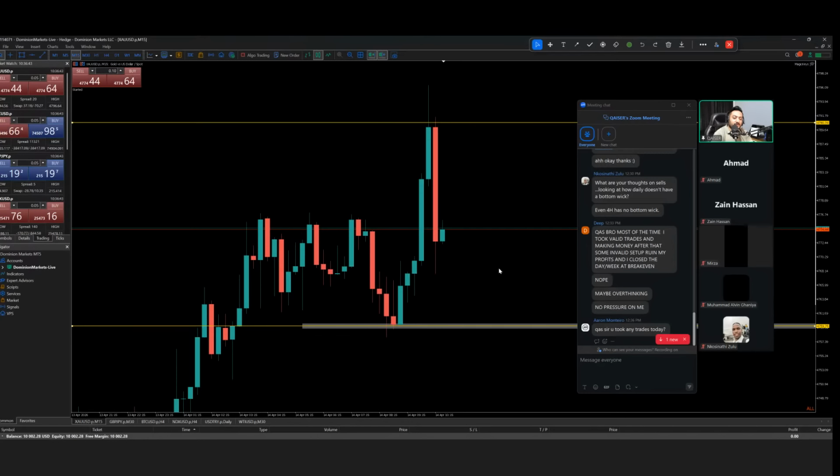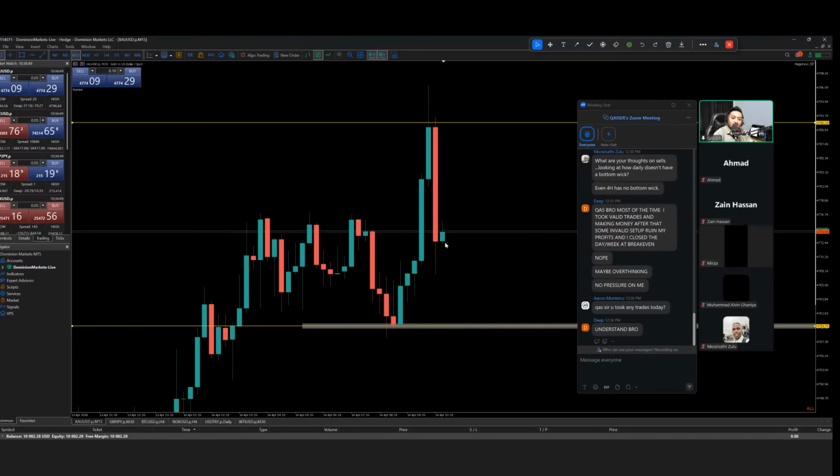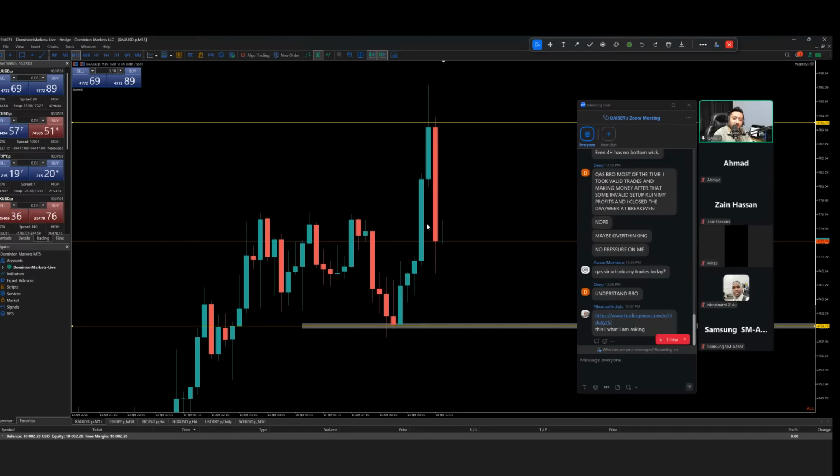You took any trades today? No, not yet. Waiting for structure to be formed. If I want to take a buy, I would like to see this candle closed with a strong body. I need this candle to be closed with a strong body so I could give my trade a chance. Other than that, I cannot take a buy here without getting my confirmation again.